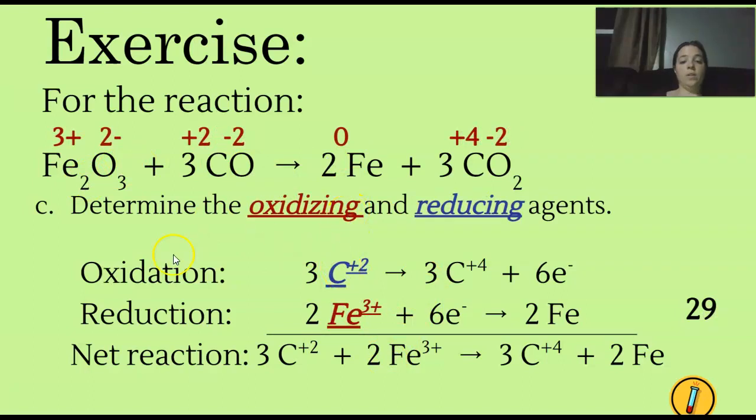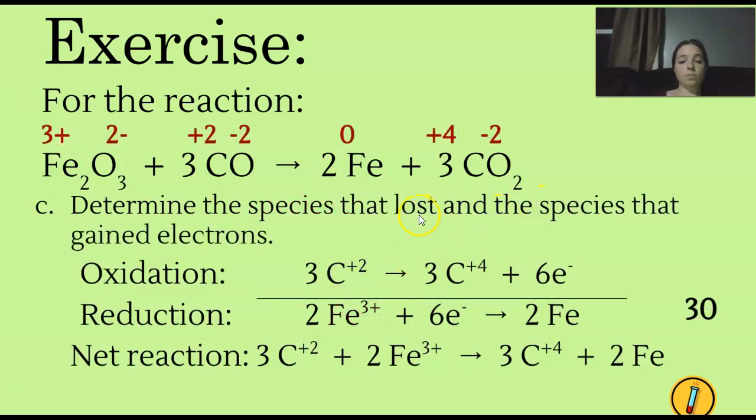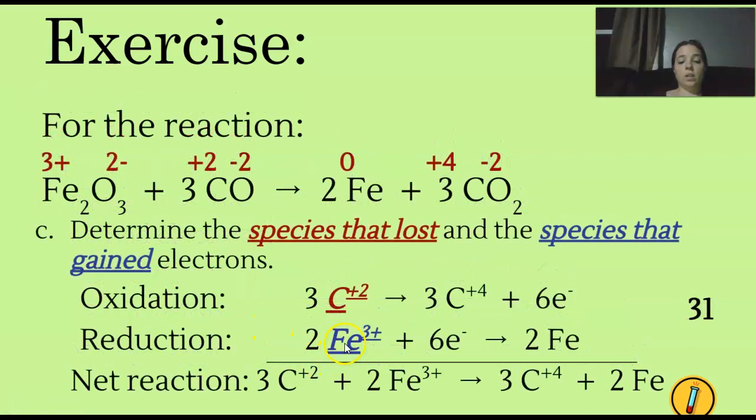All right, so this is the oxidation, and my reducing agent is whatever oxidized. Reduction is the opposite, so the oxidizing agent is whatever reduced. Okay. What gained and what lost? The species that lost, LEO, is going to be down here. Or sorry, right here. GER, right here.